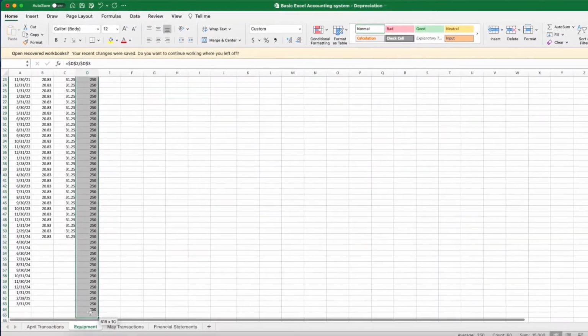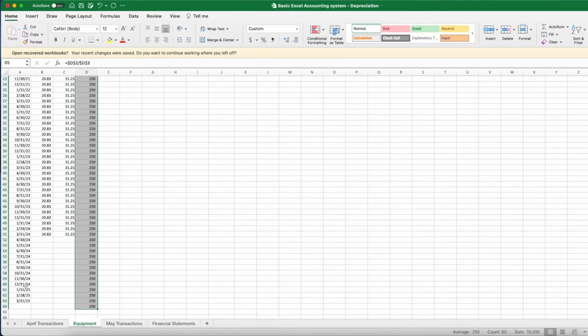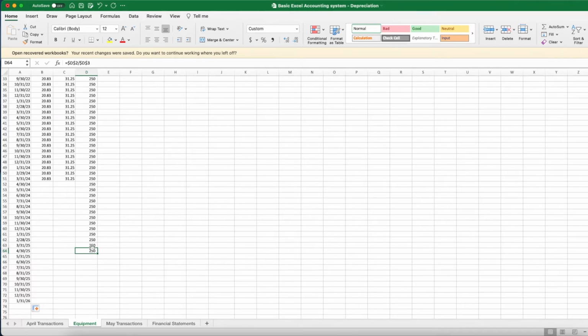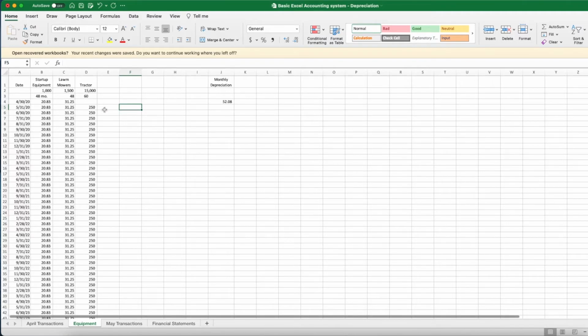And we want to run that for 60 months, which is actually going to take us a little bit past the last date we have here, but that's easy enough to drag this down. There we go. Now all of these total up to $15,000. We will be fully depreciating that tractor over 60 months or 5 years.